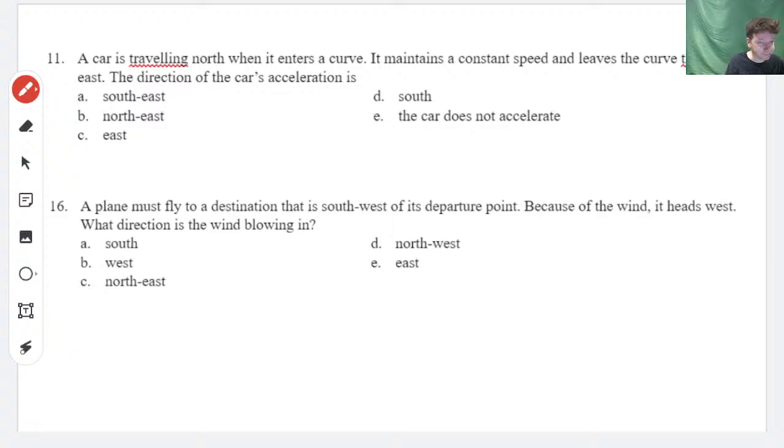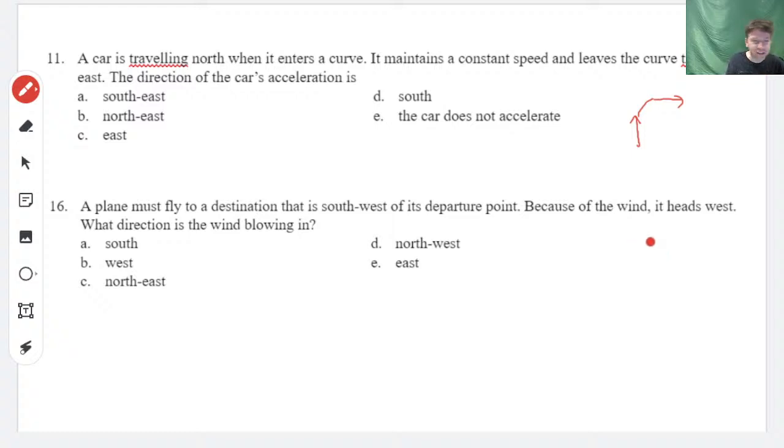Next question. A car is traveling north when it enters a curve. It maintains a constant speed and leaves the curve traveling east. So we're starting off going north, and then we enter a curve, and now we are traveling east. The direction of the car's acceleration is.